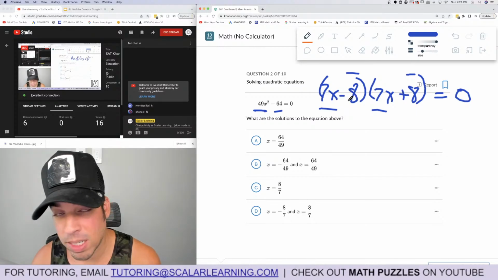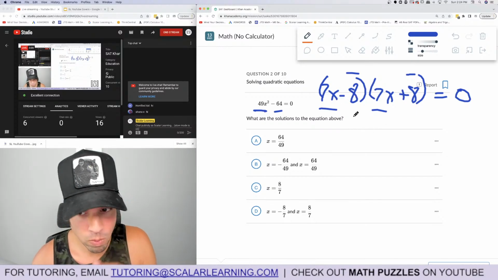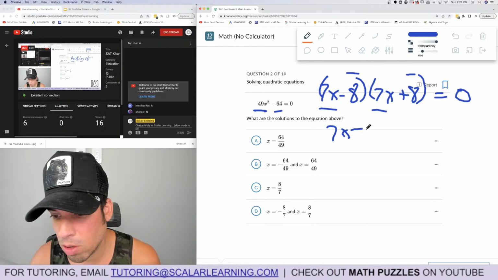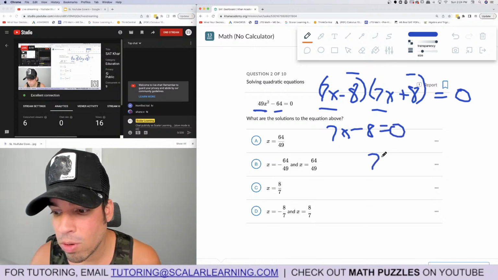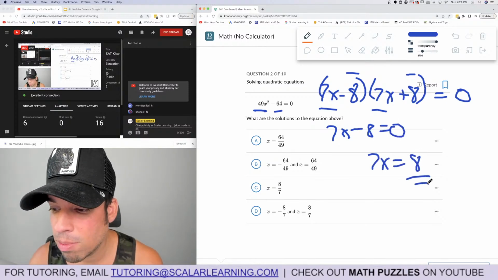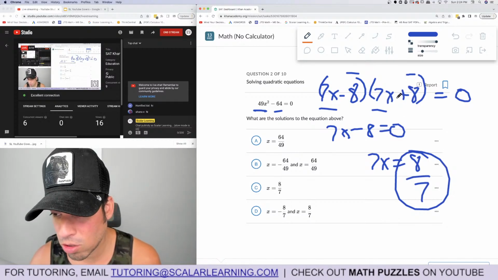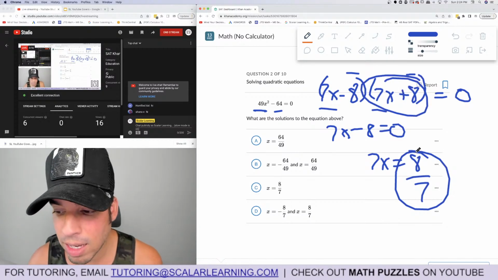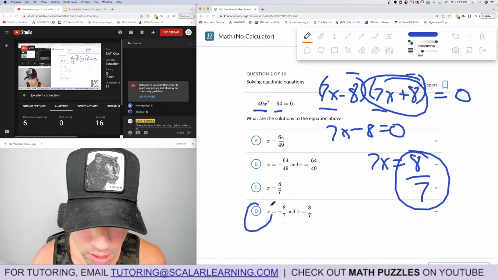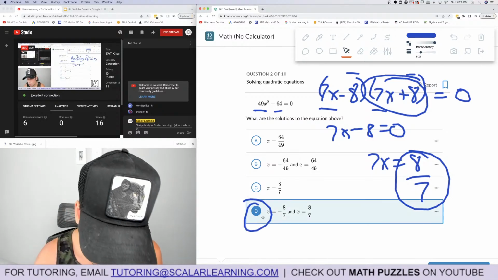So it's like 7x minus 8. When will that equal 0? You'd set it equal to 0, and then you'd solve. You add 8 to both sides, and then you divide by 7. So 8/7 is one of the answers. The other one for this would be negative 8/7. So it's negative 8/7 and 8/7. Boom, done.